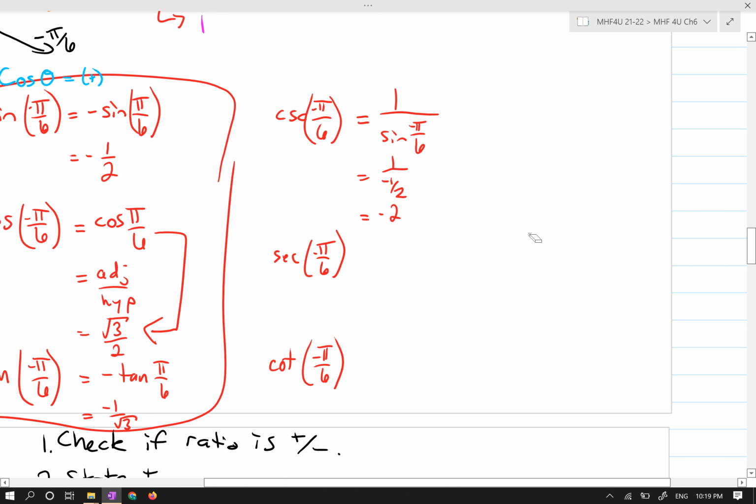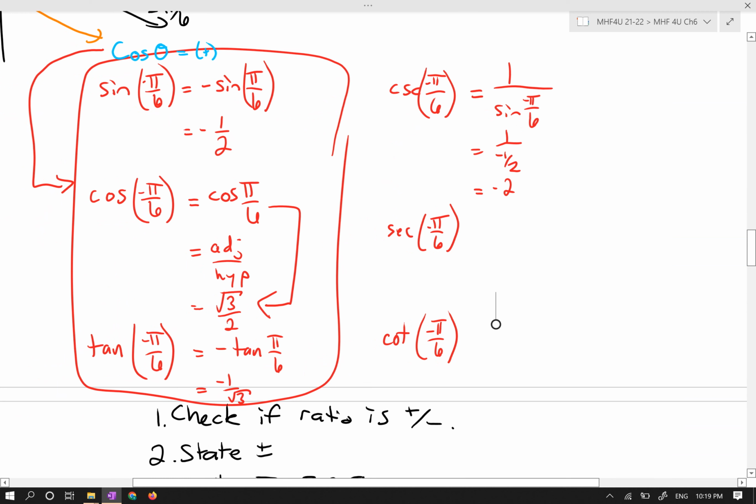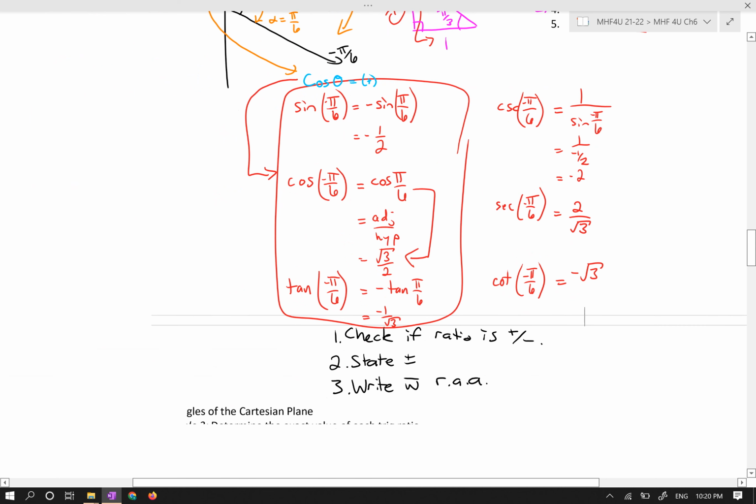All right. Using that same logic, our secant ratio is going to be the reciprocal of our cosine ratio. All right, then I'm working with here nice and easy 2 over the square root of 3. My cotangent ratio is going to be the reciprocal of my tangent ratio. I'm working with here negative the square root of 3 divided by 1, and that is negative the square root of 3. Well done, folks.